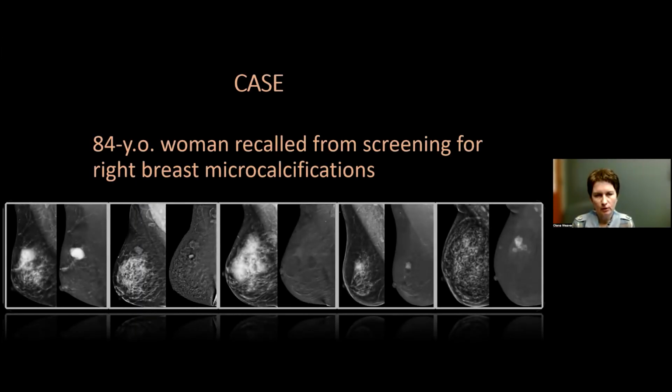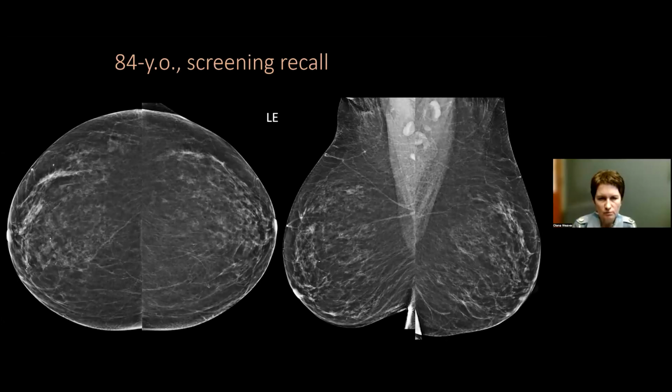This is an 84-year-old woman recalled from her screening mammogram for right breast microcalcifications. We just happen to have a research study for that. It's not necessarily an indication you would be routinely doing your CEM for, unless that's what you decide in your practice, but this was a research case. These are her low energy images, scattered fibroglandular densities, and this is the area of calcifications. When you take a closer look at the images available to you, you will be able to see them better.